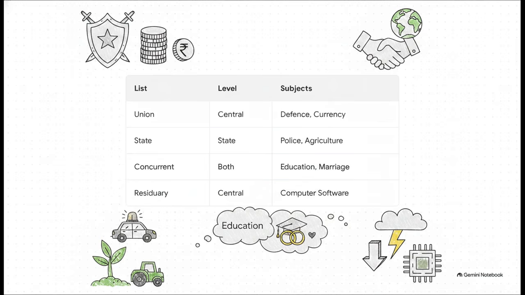Then we have the state list, covering local importance, like police and agriculture, managed by state governments. Third is the concurrent list, covering shared interests like education and marriage. Both the Union and the states make laws here, but, and this is a huge but, if their laws conflict, the central government's law prevails. Finally, for entirely new things that didn't even exist when the Constitution was written, like computer software, we have residuary subjects. Those fall entirely to the Union government.